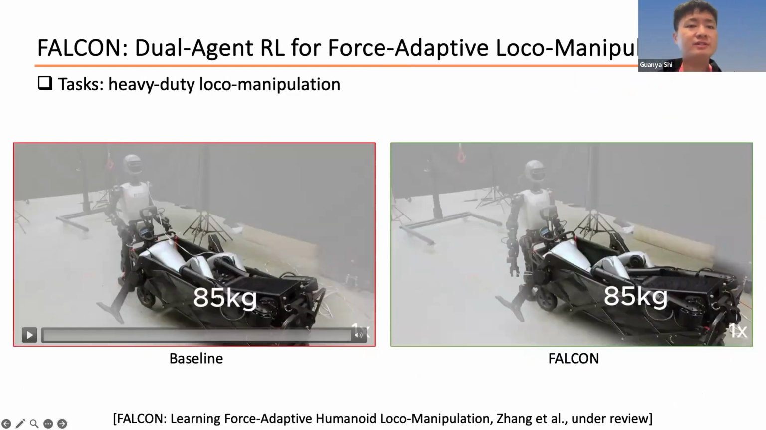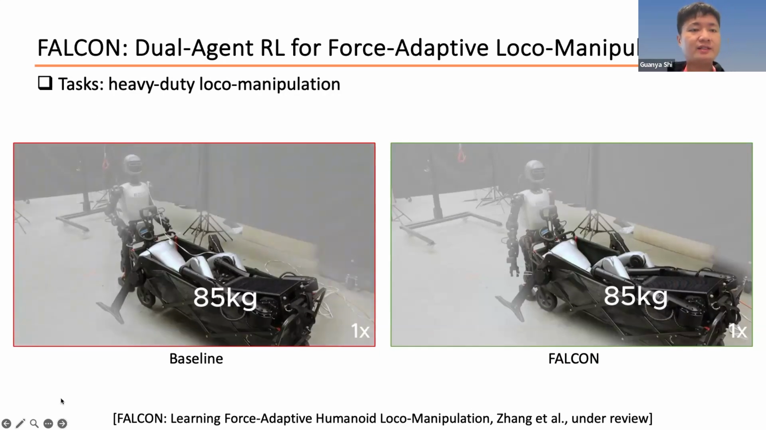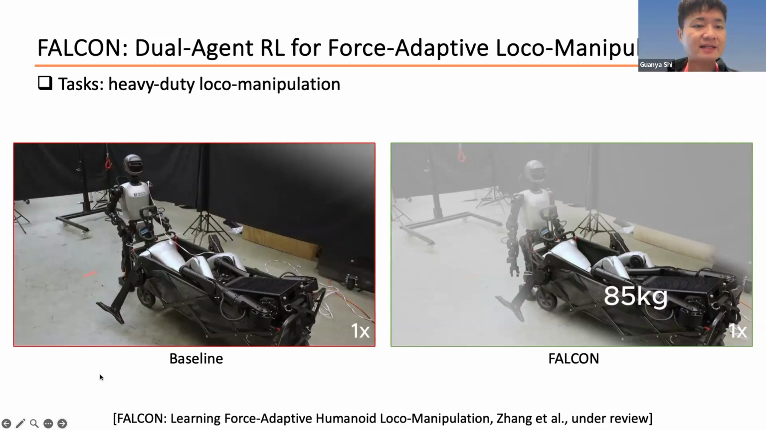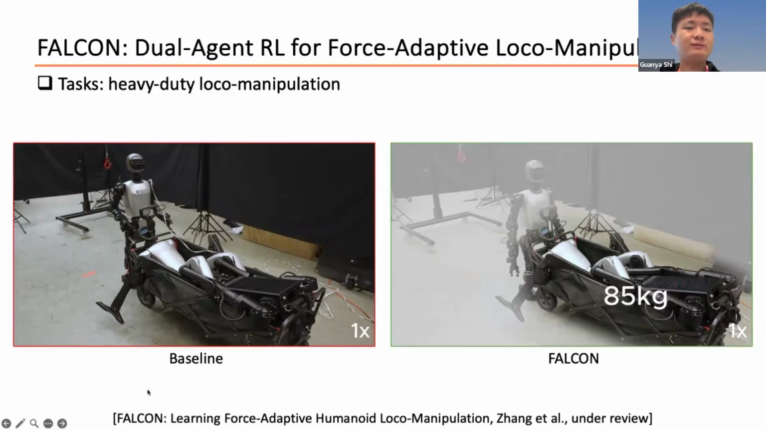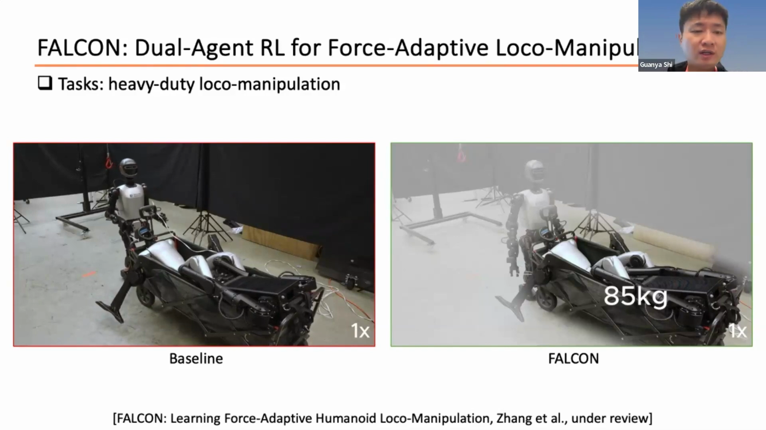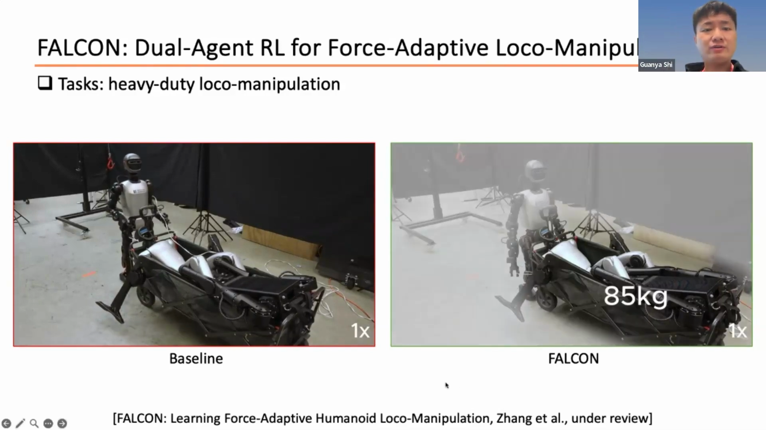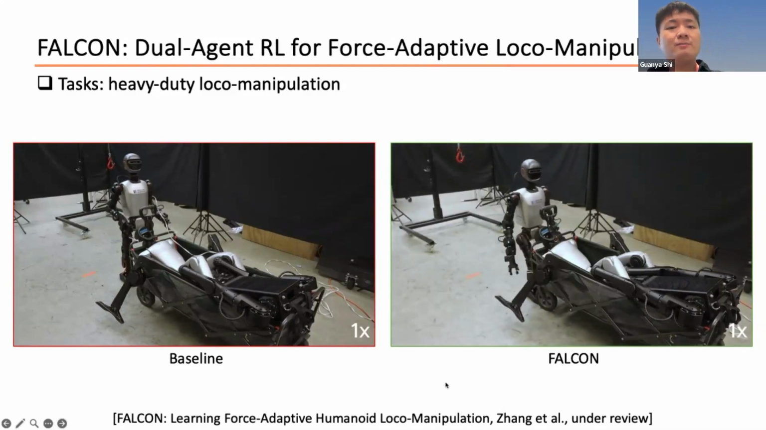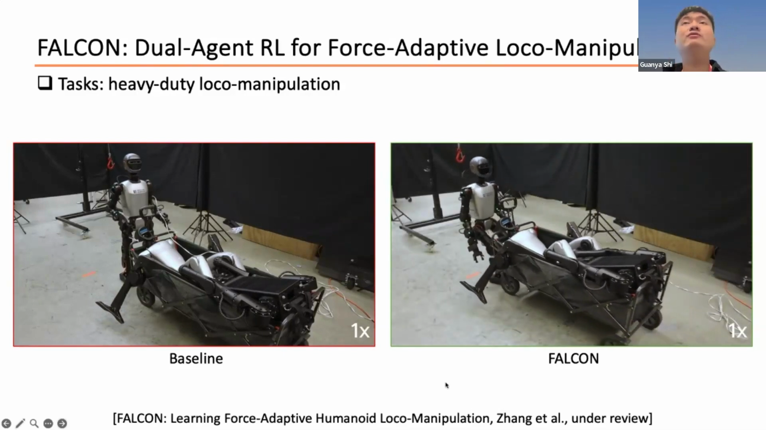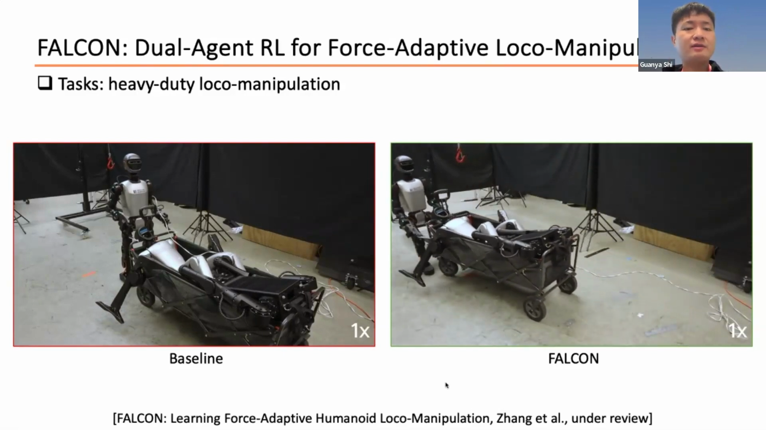So the framework I'm going to introduce is called FACON. The task here is heavy duty loco-manipulation. This is what the baseline can do for pulling a heavy cart. You can see the robot barely moves because the cart is too heavy, it's 100 kilos. And this is what our framework can do. It's a very small humanoid robot called Booster T1. It can drag an almost 100 kilo cart.